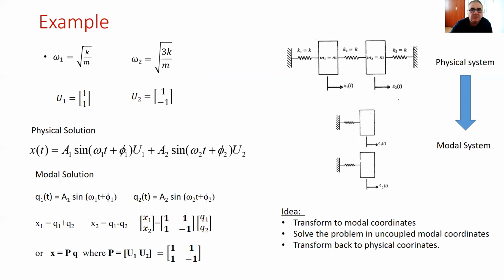Let me give you an example. Let's say that we have this classic system in which springs are the same, masses are the same. You have physical coordinates x1 and x2. We want to convert it to our modal system by a coordinate transformation. We know we have solved this problem before. These are the natural frequencies, and these are the mode shapes of the system, 1, 1, and 1, minus 1.